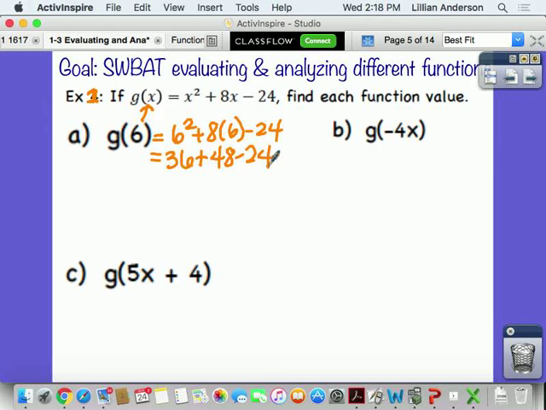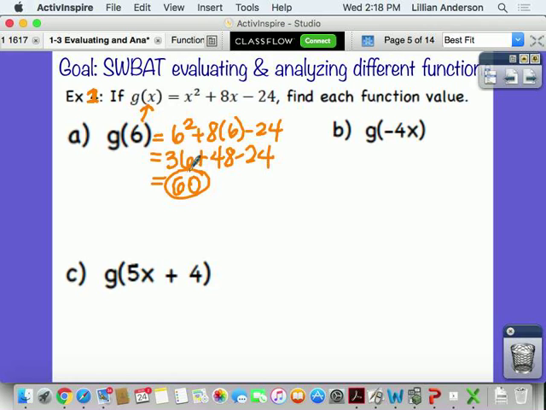And what's 8 times 6? And then we're going to work this out. 36 plus 48 minus 24. 60. And there it is. We have evaluated the function g when x is 6. Simple as that. That is about as simple as they come when it's just a number. They can get a little tricky when you start plugging in expressions like we have in B and also in C. But the same rule still applies.